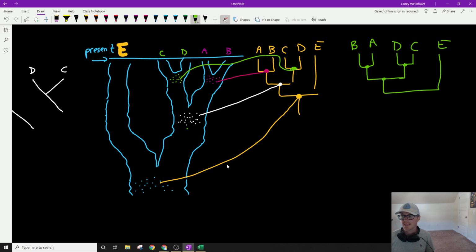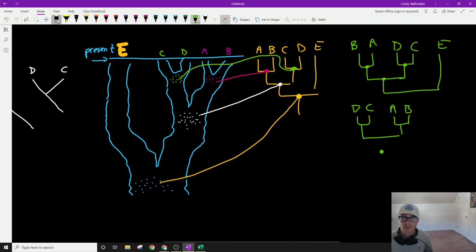So the rule is that I can even pinch it and flip it at this node right here, right? So I can pinch it and put D and C on this side and A and B on this side, doesn't matter. The information is not changing. I still have D and C branching off of an ancestral population, which they're doing right here. I still have A and B branching off of an ancestral population, which they're doing right here. And I'm still putting E out here. Or you can flip it and put E out here. Doesn't matter. You're still saying the same thing.